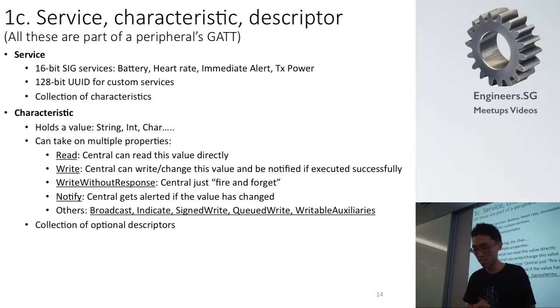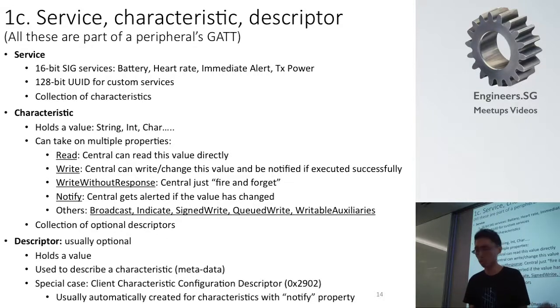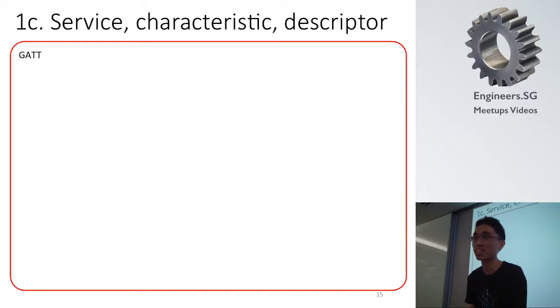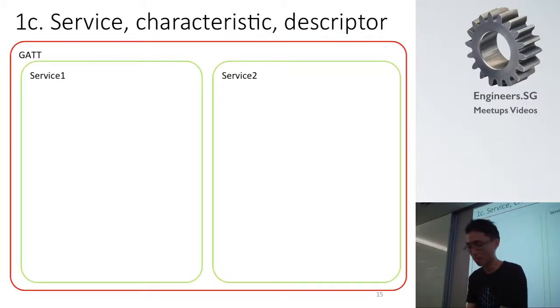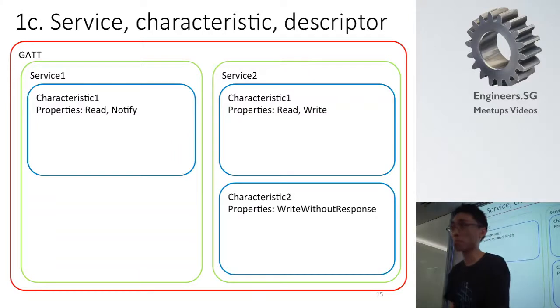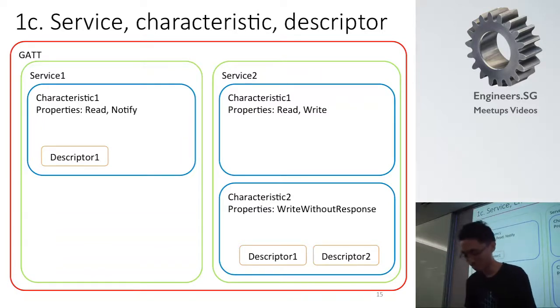A characteristic is made up of multiple descriptors. You can think of this as metadata, but it's usually optional. However, there's a special case, the client characteristic configuration descriptor. I'll come to it when we reach the Android programming. So, to recap the previous slide: first, we have the GATT. A GATT is made up of one or more services. Inside each service, one or more characteristics, and each one can take on this particular set of properties. And inside each characteristic, zero or more descriptors. Clear at this point? Okay.